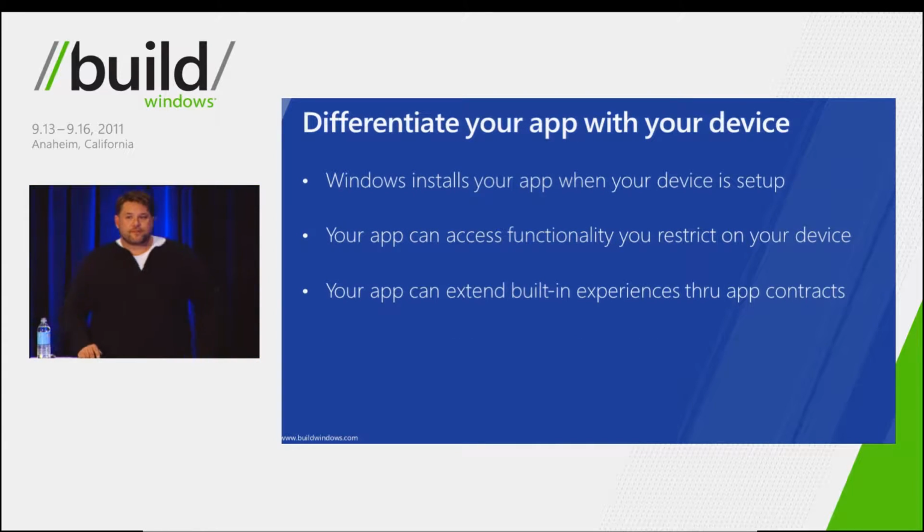So a couple things you can think about doing with an app to differentiate your device. Windows will make sure your app gets installed with your device when your device is set up seamlessly and easily. And you may have seen that yesterday in Eugene's presentation. Your app can access functionality that you restrict and that you can then privilege to your app alone so that no one else can do the cool things that your device enables except you. That's pretty compelling from a value proposition point of view.